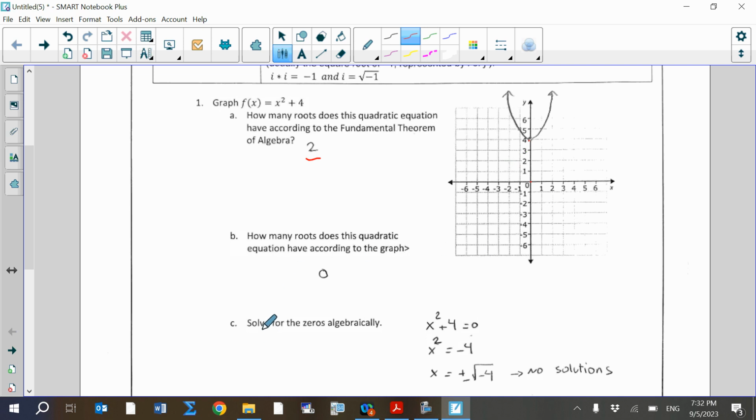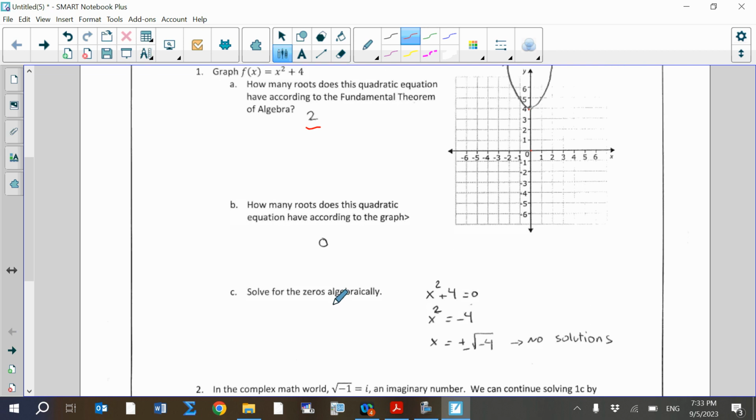Now, let's see if we can find the roots algebraically. We're going to set x^2 + 4 equal to 0, and then we subtract 4 from both sides. These two cancel, and x^2 is equal to -4. Now, take the square root of both sides. The power of 2 and a square root cancel each other, and x is left on the left side. On the right side, we're going to have plus and minus the square root of -4. However, we have learned before that if you have a square root, you cannot have a negative under the radical. If there is a negative, that means there is no solution here.